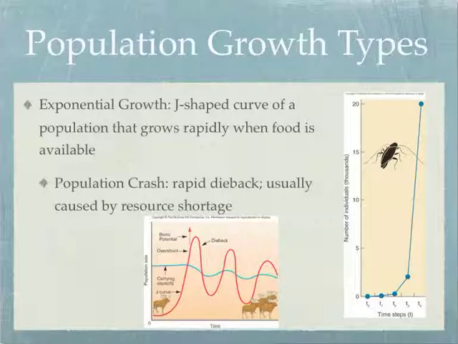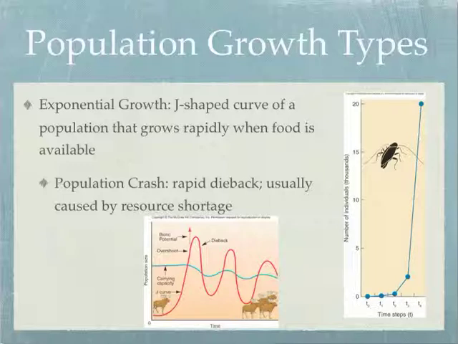There's two different types of population growth. The first type of population growth is called exponential growth. We see this as a J-shaped curve on our graph. In this population, the population grows quickly at first when food is available, but then most likely is represented by a crash, which is a rapid dieback, after the population has exhausted and reached its carrying capacity.